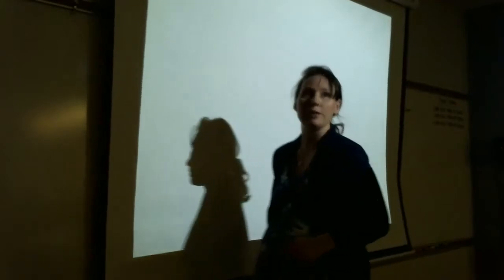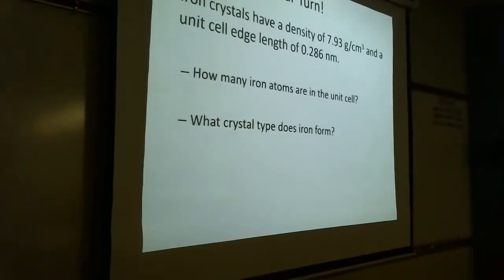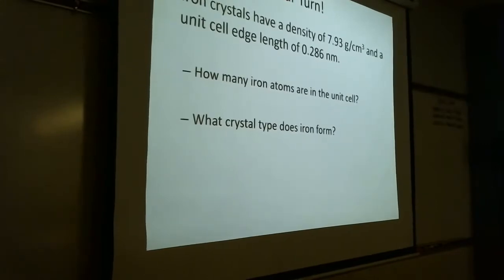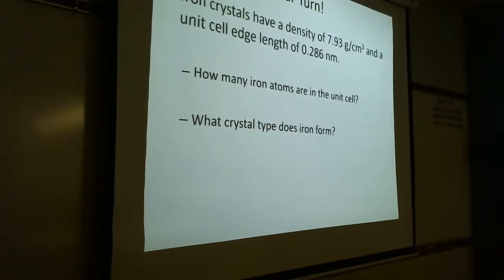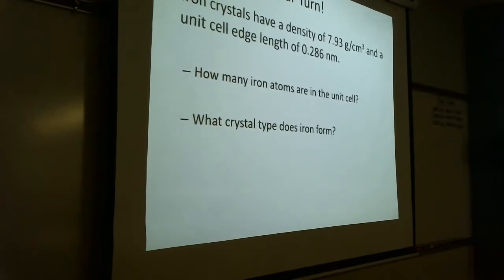I'll give you a few minutes to attempt this one. Iron. So it's a real element this time, not something made up. Iron has a density of 7.93 grams per milliliter, and its edge length is 0.286 nanometers. So I want to know, in each unit cell, how many iron atoms are present, and then based on that information, you can conclude which crystal type you would expect iron to have. I'll pause the recording. Let's try this one.